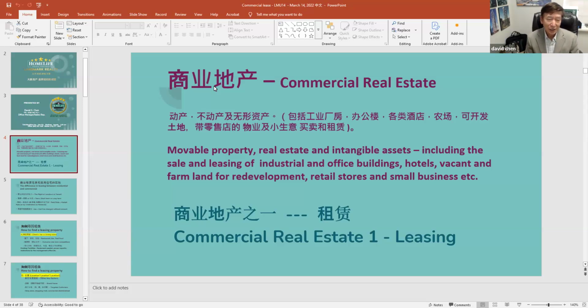The reason is that commercial lease is, what I can say, the entrance when you do commercial real estate, for sales, for purchasing, for whatever. So commercial lease is one of them. I wish you can learn something, or at least share something if you have.